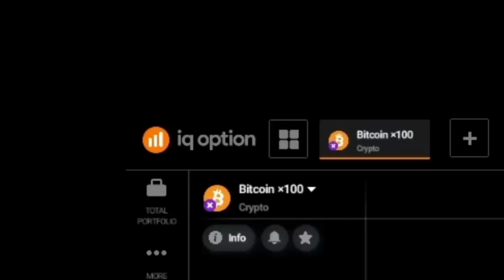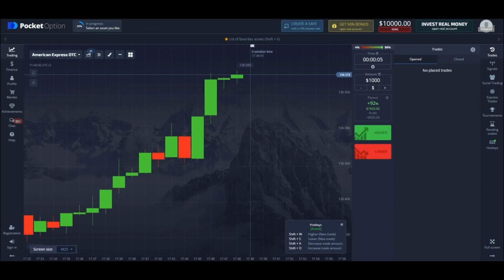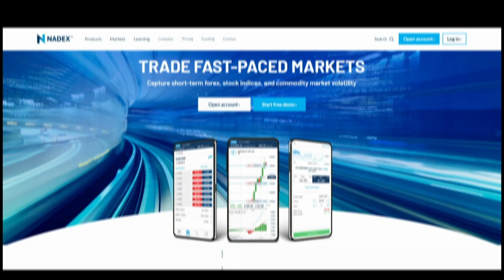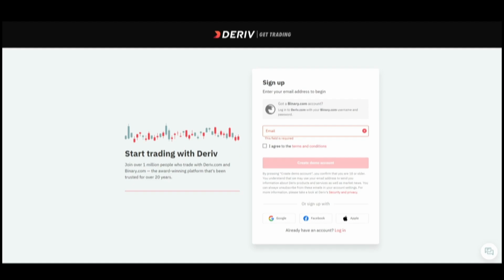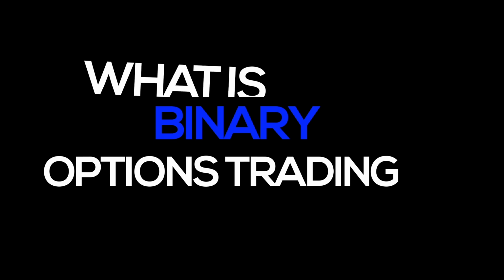Now, in this course, I'm going to use IQ Option as the platform where I open my trades. Option trading can be done on different platforms like Pocket Option, Binary.com, Codex, IQ Option, and many more. For this part, I'm not sponsored by any of these, and I leave you the decision on choosing your favorite platform. Now, let's start with what is binary option trading.